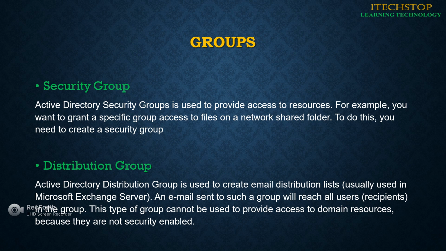Next, groups. What is groups? Groups are basically divided into two types, security group and distribution groups. In a security group, this will provide an access to the resources. So for example, we have 100 employees and we have one shared folder. It will be very difficult for me to always give a permission to those 100 employees one by one.